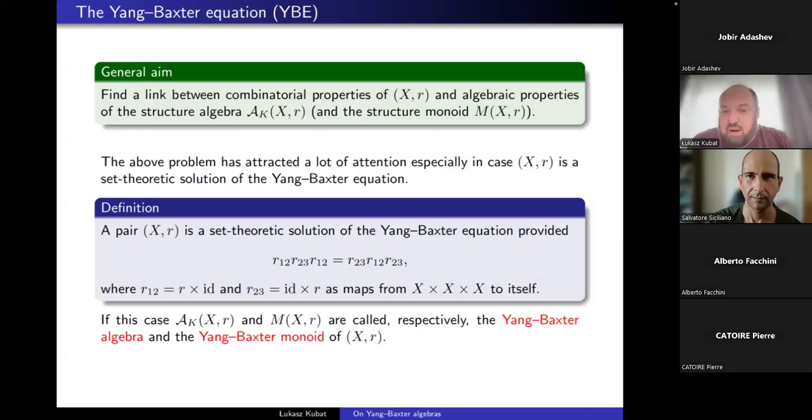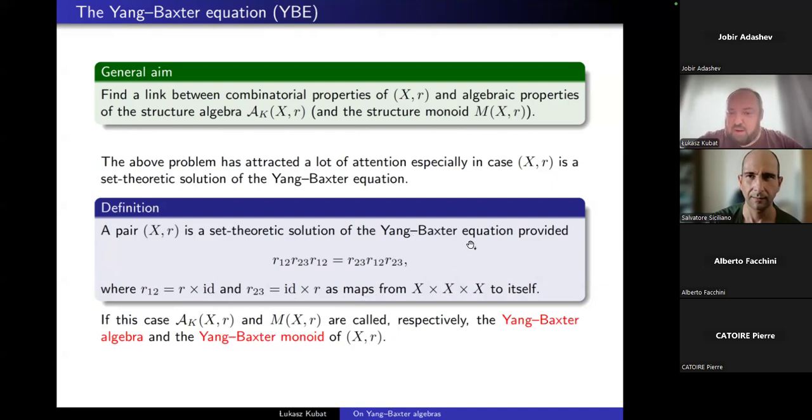So a solution of the Yang-Baxter equation is a map defined on a Cartesian square of a set, going from this Cartesian square to itself, and satisfying the following braid relation: R12 composed with R23 and again R12 is equal to R23 composed with R12 and R23, where R12 simply denotes the map from the Cartesian cube of X to itself, which acts as R on the first two components and as an identity on the remaining component, and similarly R23 acts as an identity on the first component and as the map R on the remaining two components 2 and 3.